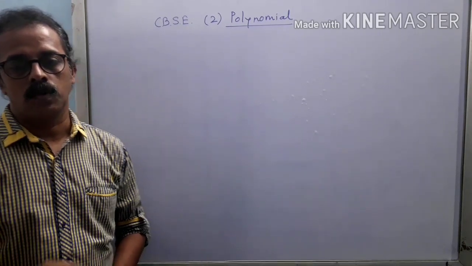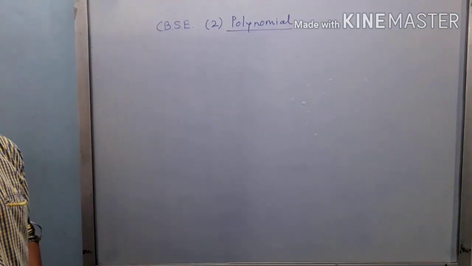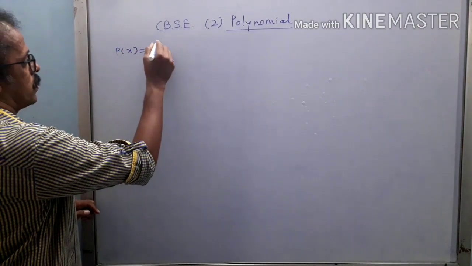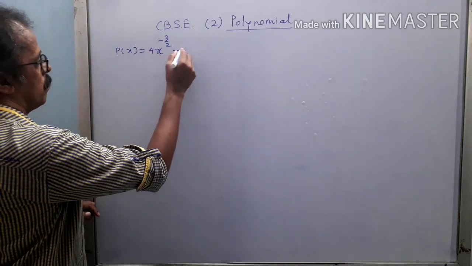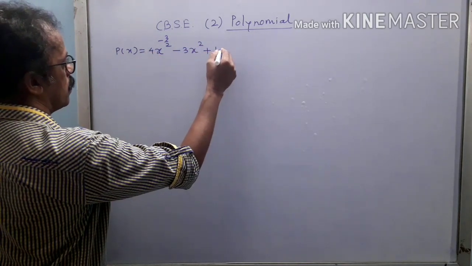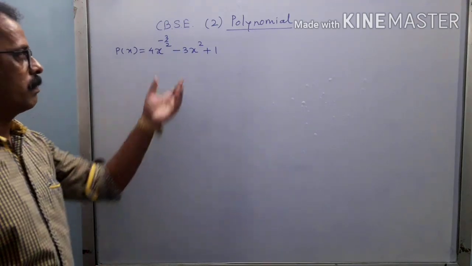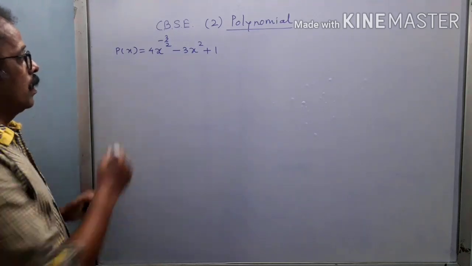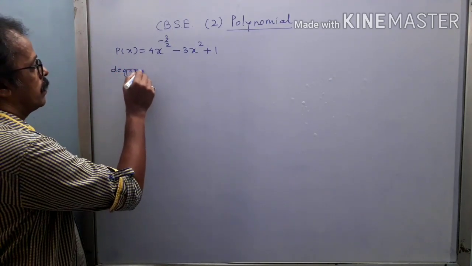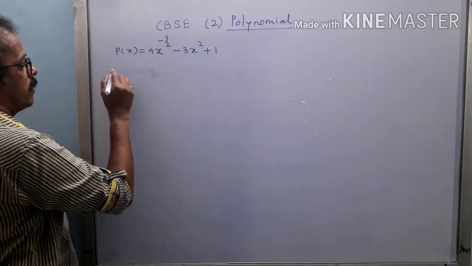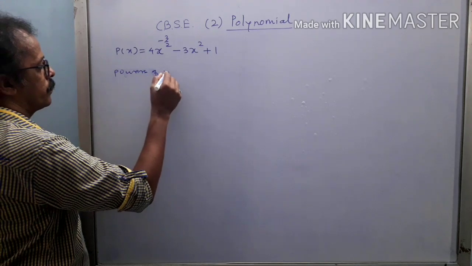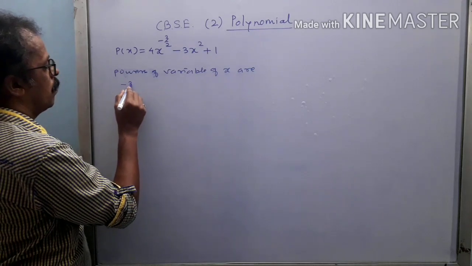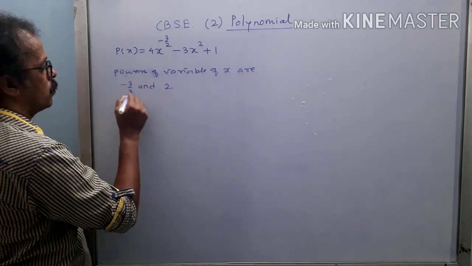Okay, we will take one example of this type of polynomial, whether it is a polynomial or not. Let us take an example. P of x is equal to x raised to minus 3 by 2 minus 3x square plus 1 is given as an expression. We want to check whether it is a polynomial or not. Instead of degree, we can say the powers of the variable x are minus 3 by 2 and 2.